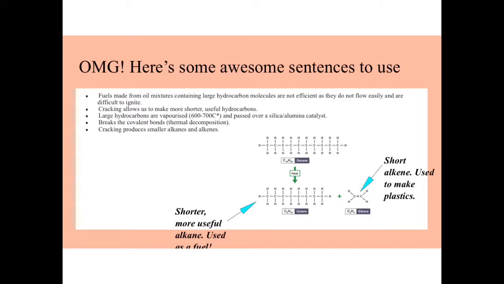You need to remember the conditions. So vaporized, turned into a vapor gas, about 600 or 700 degrees, passed over a silica and aluminium catalyst. Okay, what happens is we break the covalent bonds. Again, it's covalent bonds because they're both non-metals. Break them down, okay, and we make a smaller, shorter chain alkane, which can be used as a fuel, and also a shorter chain alkene, which can be used to make plastics.